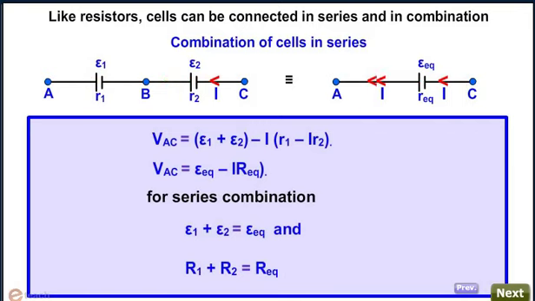VAC equals epsilon 1 plus epsilon 2 minus IR1 minus IR2. VAC equals epsilon EQ minus I R EQ. For the series combination, epsilon 1 plus epsilon 2 equals epsilon EQ, and R1 plus R2 equals R EQ.